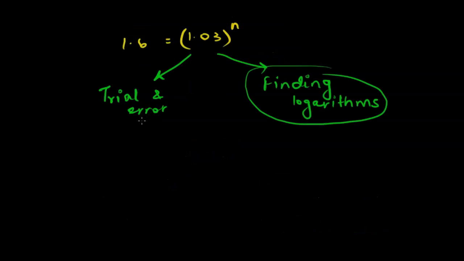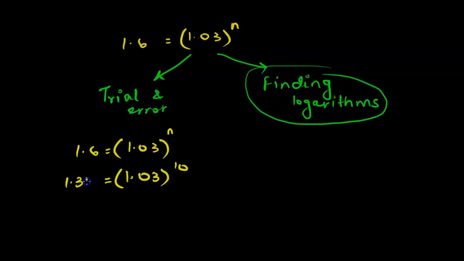So how do we do the trial and error method? We just have to use our calculator and see what 1.03 raised to the power would give us a number close to 1.6. The first number I tried checking is 1.03 to the power of 10, and the answer that I was getting is 1.34, which is still far off 1.6. So let's try another number.